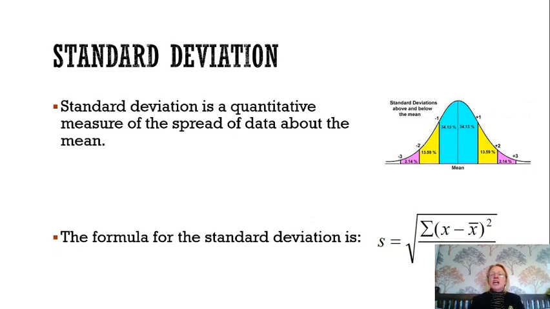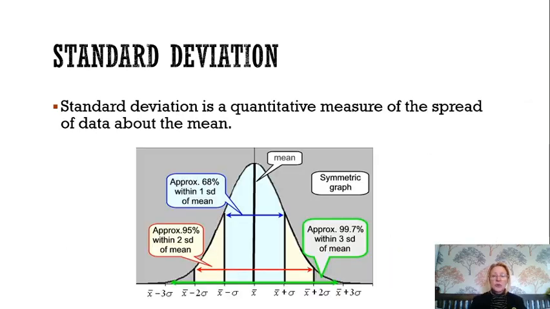So standard deviation, yes, it's a measure of the precision of the data, but we would say that it's a quantitative measure of the spread of data around the mean. And here we've got our equation that we use. So it's a quantitative measure of the spread of data about the mean. And most of that data, or a large proportion of that data, is going to fall within one standard deviation from the mean. So 68% of the measurements will be here. 95% of them will be within 2 standard deviations from the mean, and then 99.7%, the majority of the rest of them, will be within 3 standard deviations from the mean.